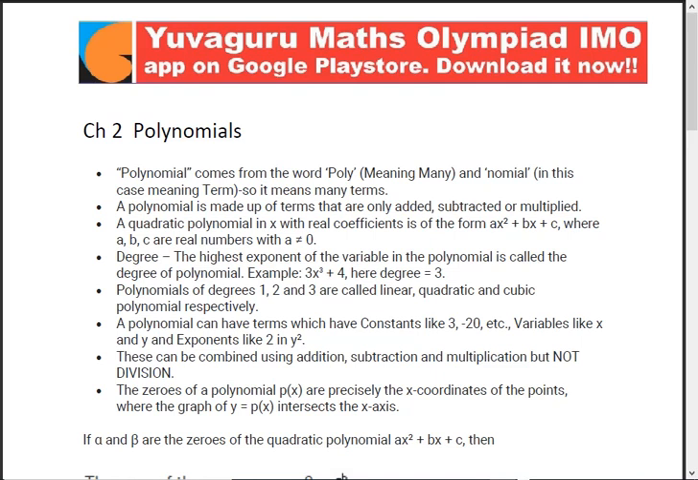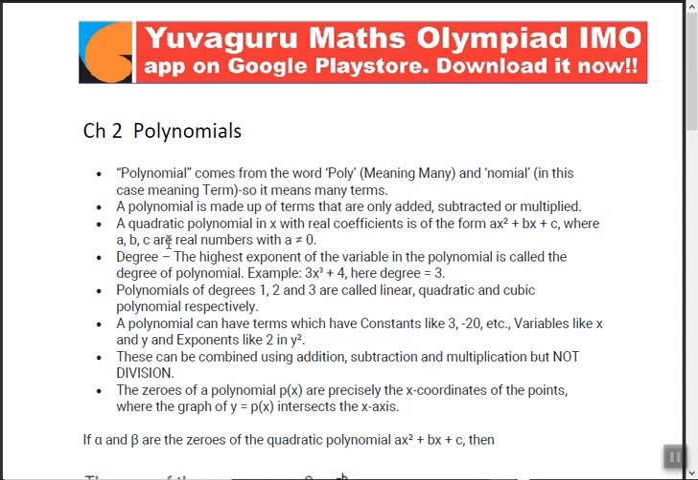So let's focus on theory. Polynomials. Polynomials means what? Poly means many and nomials means terms. Many terms brought together. A polynomial is made up of terms that can be added, subtracted or multiplied. Remember this, no division. Why?